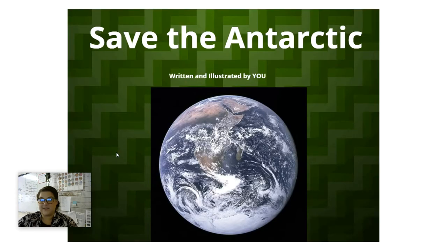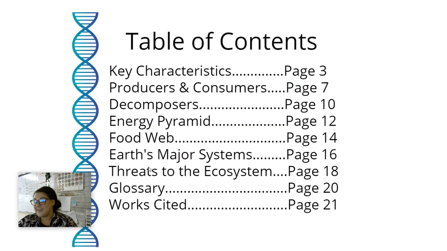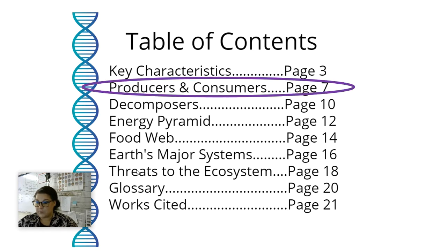So, like I said, we've been writing books. So we're doing it section by section as we research. So my book is called Save the Antarctic. Right now, we are all working on writing the producers and consumers section of our book. We've already done key characteristics. So now we're moving on to the next section.